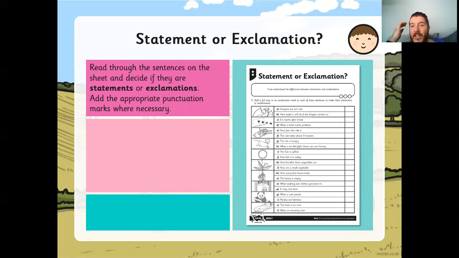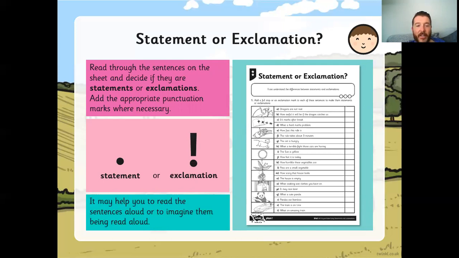Now that's a statement, isn't it? So you put full stop, and then you put S for statement. The second one, how awful it will be if the dragon catches us. That starts with how. It's got a verb and a noun in it. It's an exclamation, so it needs an exclamation mark and an E. Don't forget, full stop for statement, exclamation mark for exclamation.